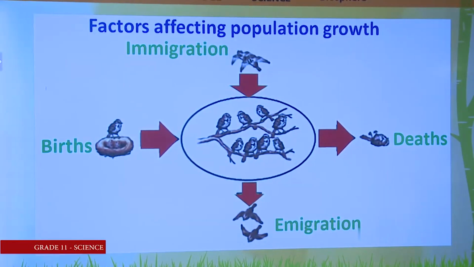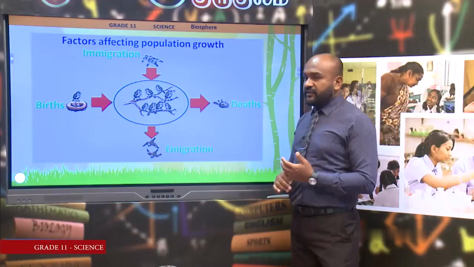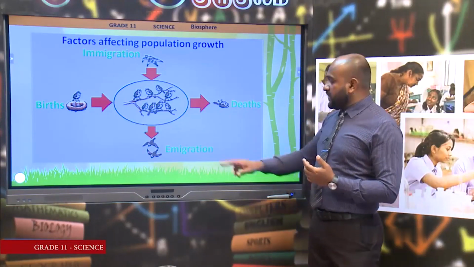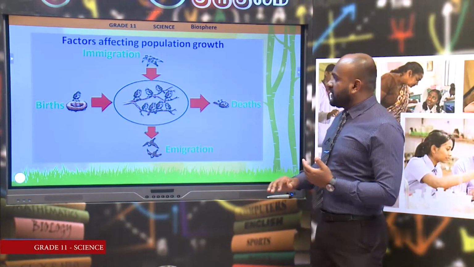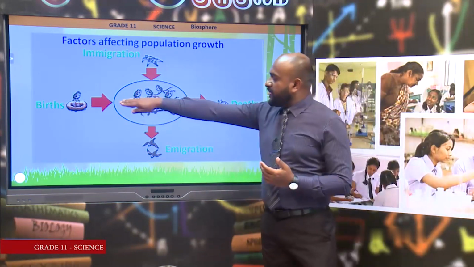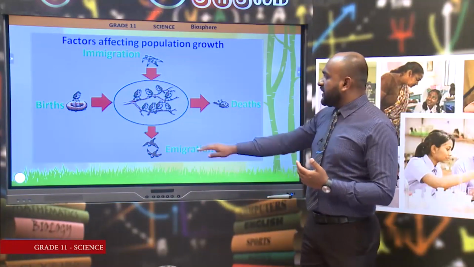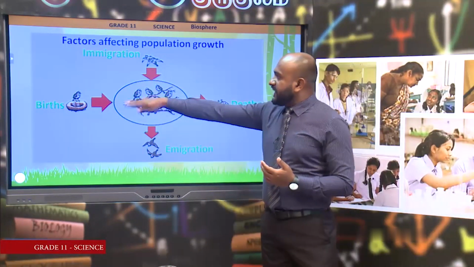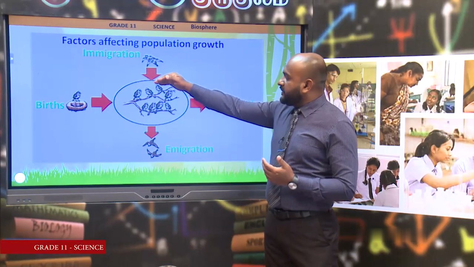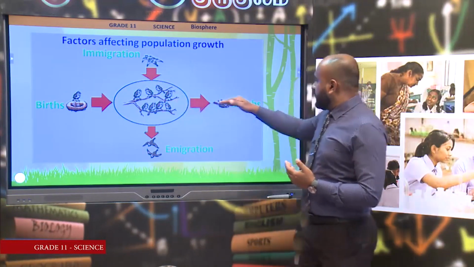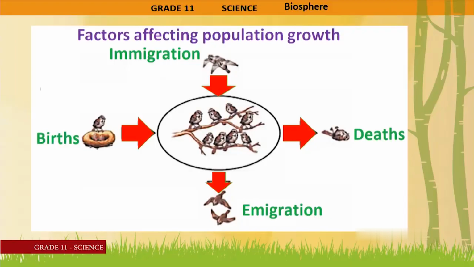As I told you, due to various factors, organisms can leave a population. That is what we call emigration. So, we identify 4 factors: births, immigration, deaths and emigration. Births and immigration add individuals to a population, and deaths and emigration remove organisms from a particular population. Now we can go to the next part of the lesson.